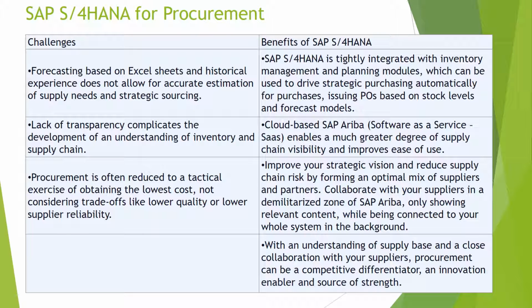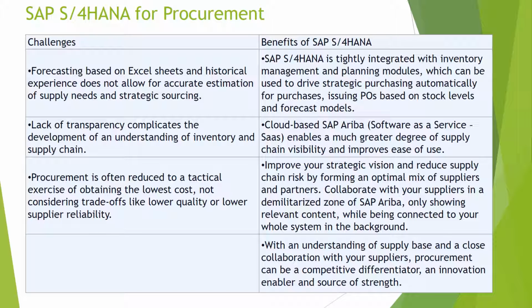Challenges in this thing: forecasting based on Excel sheets and historical experience does not allow for the accurate estimation of supply needs and strategic sourcing in the earlier case. And benefits in SAP S/4HANA, if you consider, SAP S/4HANA is tightly integrated with the inventory management and the planning models, which can be used to drive strategic purchasing automatically, issuing POs based on stock levels and forecast models. And if you check the challenges in the traditional, classical system, lack of transparency complicates the development of an understanding of inventory and supply chain.